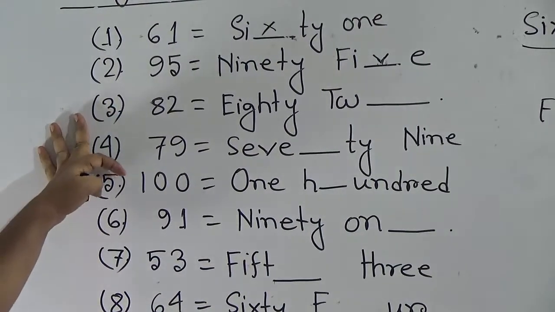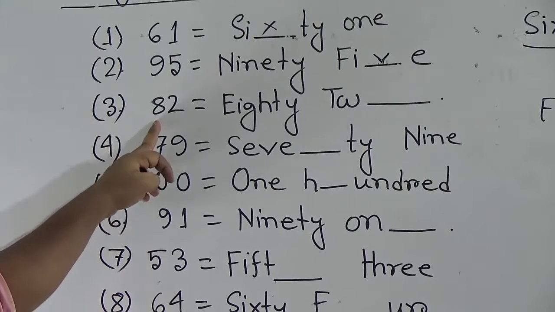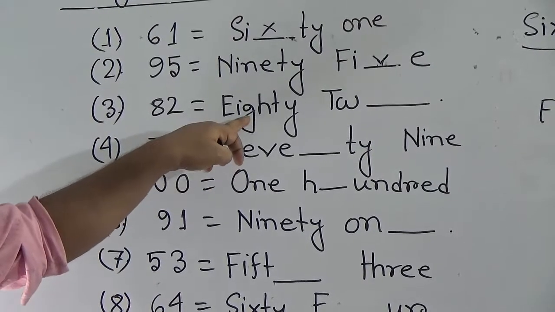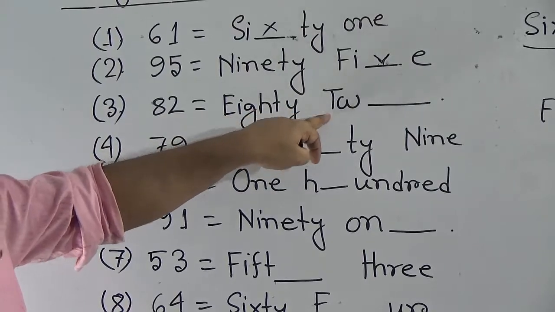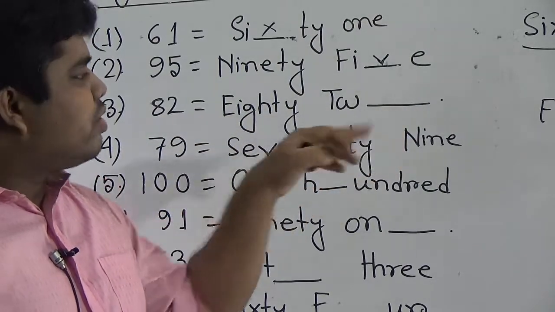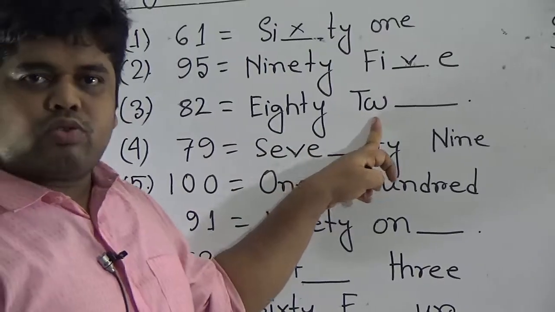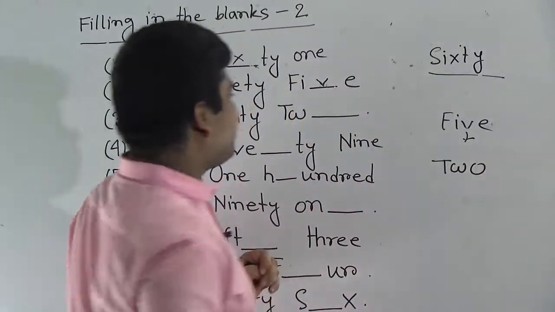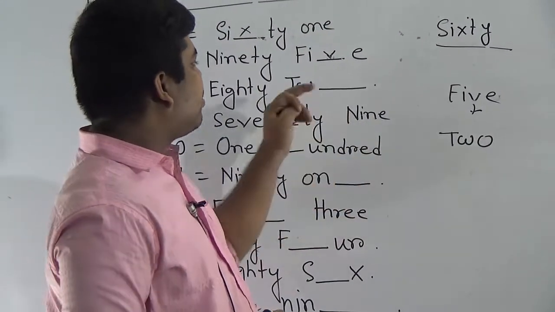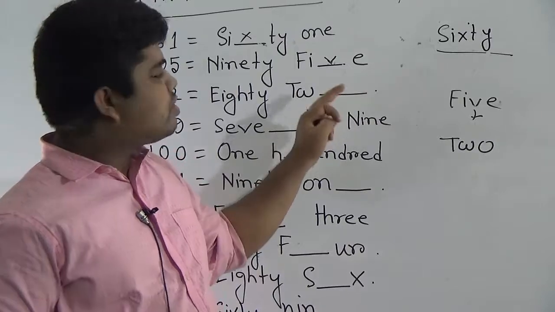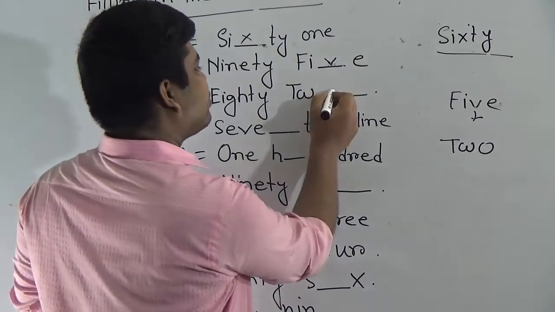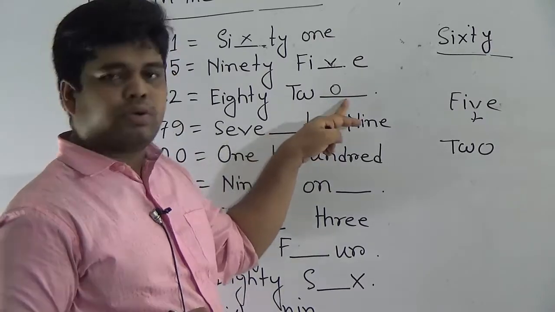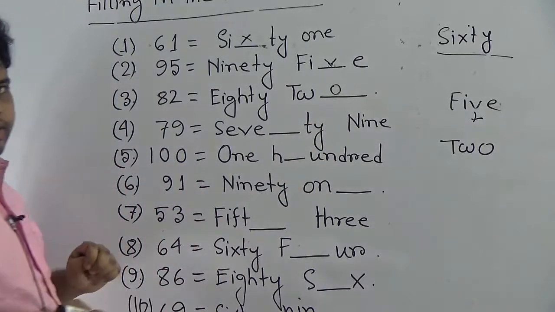Next we shall learn our third number. Here it is 82. What is the spelling of 82? EIGHTY, 80, TW dash. So we need to know the spelling of 2. What is the spelling of 2? The spelling of 2 is TWO. But to compare this, we notice here O is absent. So in the gap we write O to fill up the complete spelling of two, that means TWO, two. I hope you have understood.